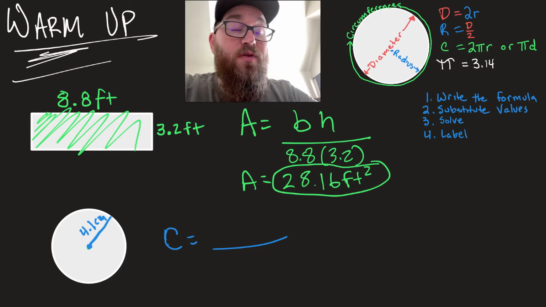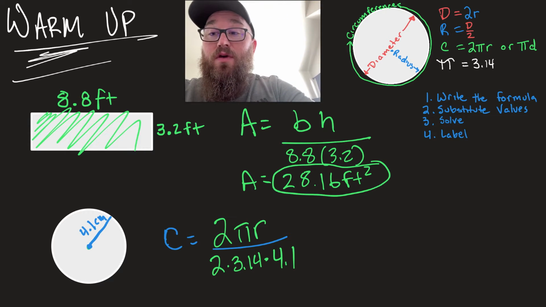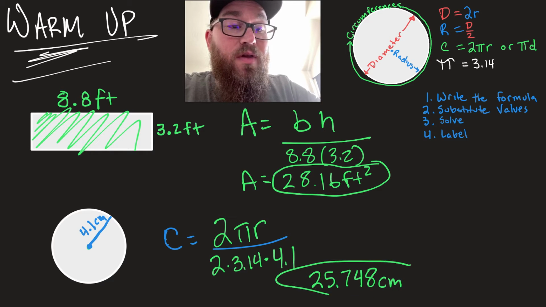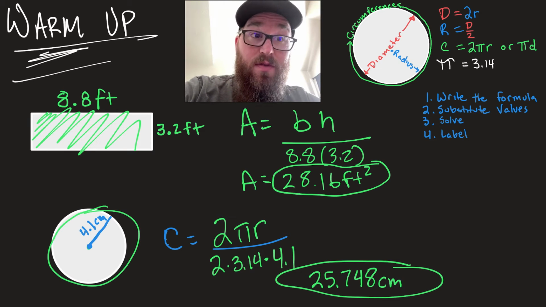Now, the circumference down below, that is a radius, so it's 2 pi r, so 2 times 3.14 times 4.1. So I'm just going to do that in my calculator here, and I get 25.748 centimeters. And because this is just a line, that is all I need to do for this one.